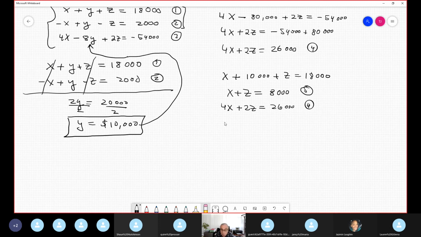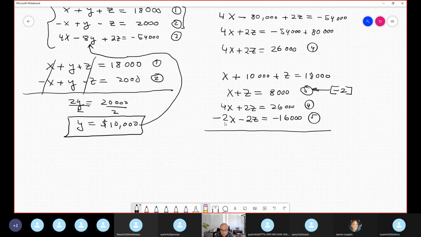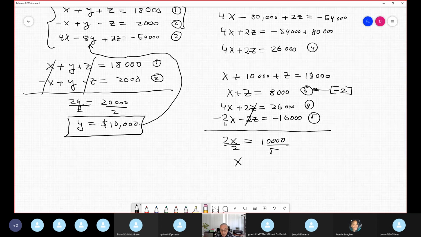So in my paper, by multiplication, the easier is to multiply this by negative 2. So minus 2x minus 2z is equal to minus 16,000. This is my new equation 5. It's equivalent. And you have 2x. This cancels out. And this divided by 2, x is equal to 5,000.